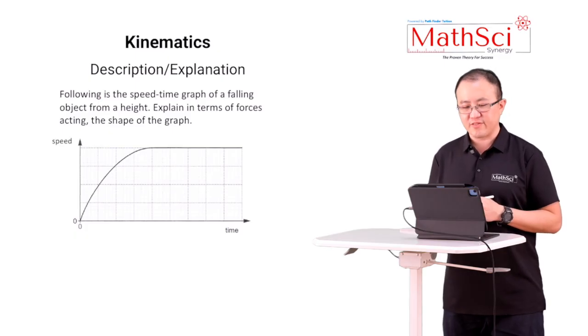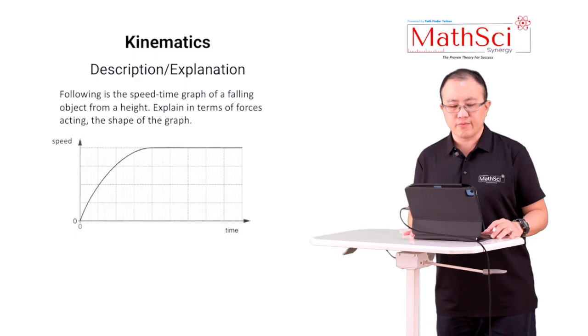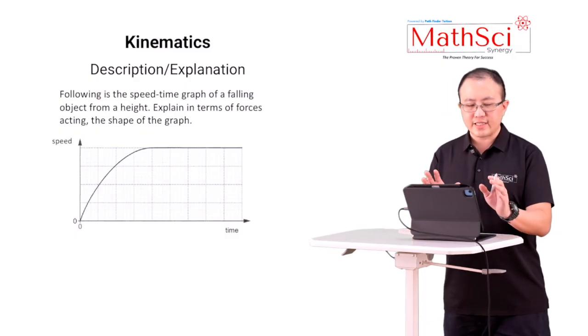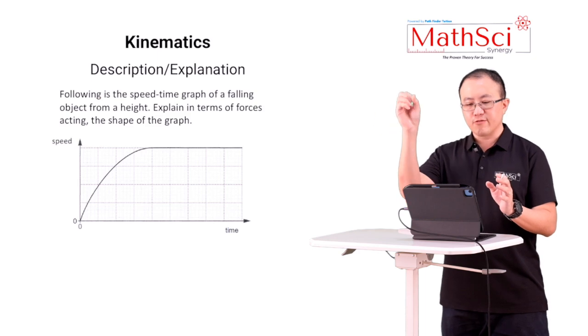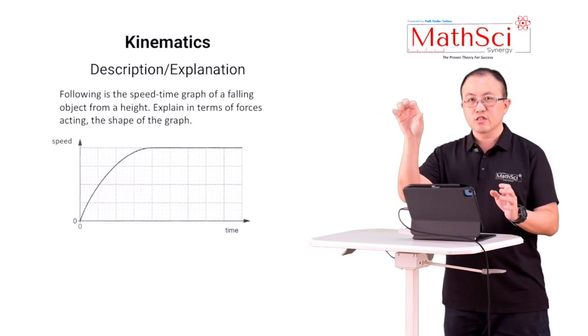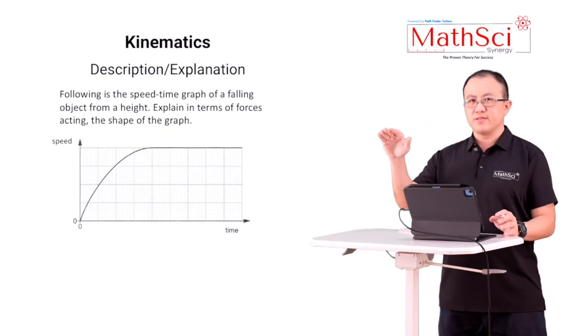Sec 4 also should definitely have seen it. So they ask you to explain in terms of force acting the shape of the graph. So first of all, you can see that the graph is increasing in speed, getting faster. This is a falling object. You drop from a certain height. So speed is 0 at the start. Then after that, it becomes faster and faster, and eventually, at some point, it becomes horizontal.